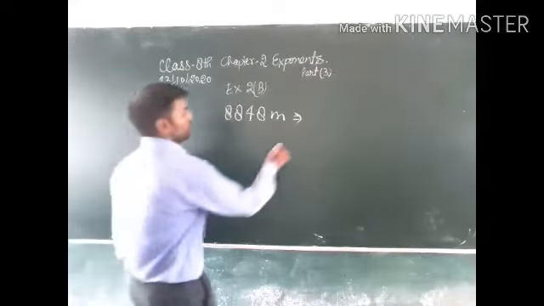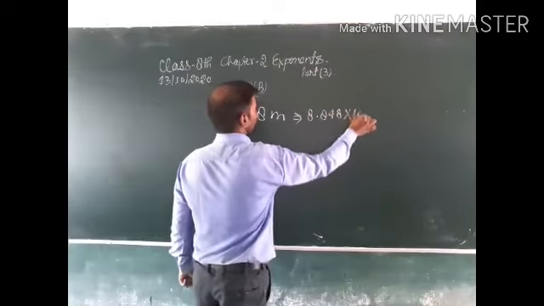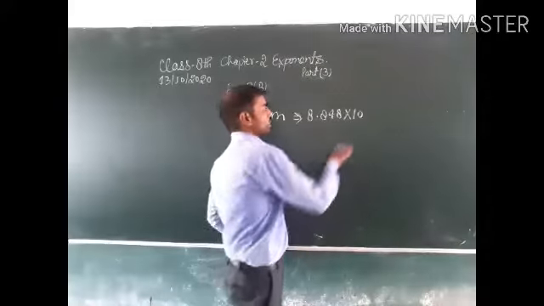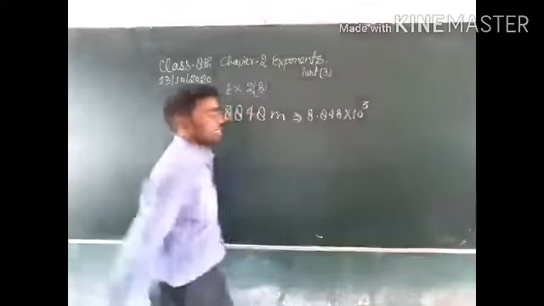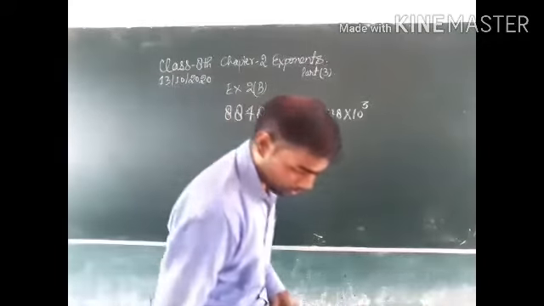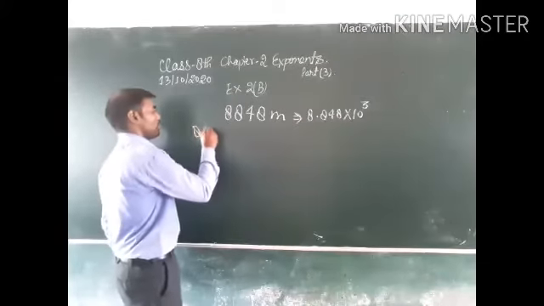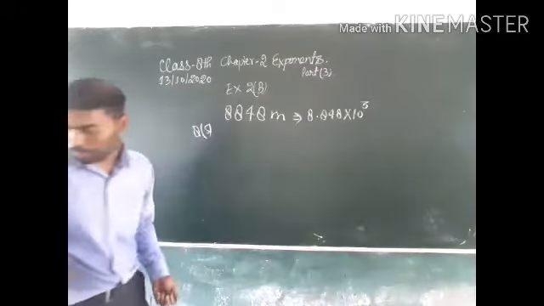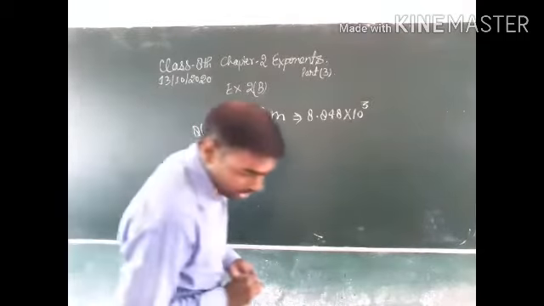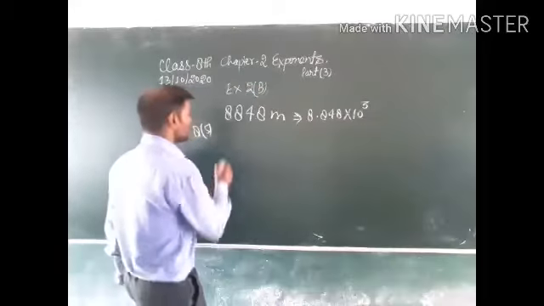So first of all, we write 8.848 into 10 to the power 1, 2, 3. So we can write the value of n is equal to 3. This is the explanation of question number 3, part first. Now we go to question number 5. Question number 5 is: write each of the following numbers in its standard form.